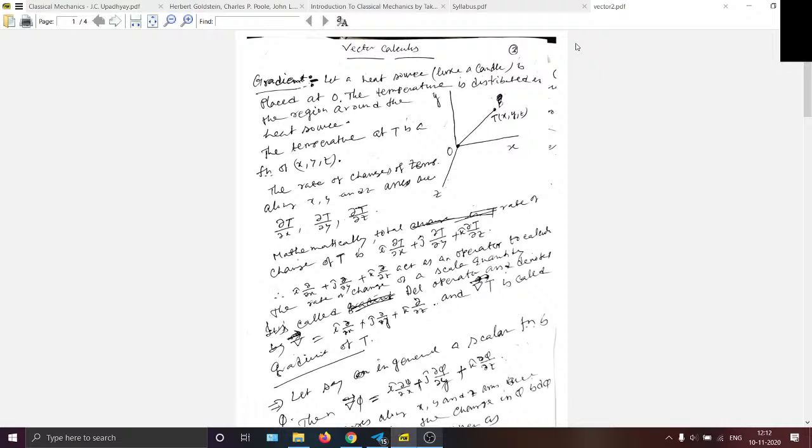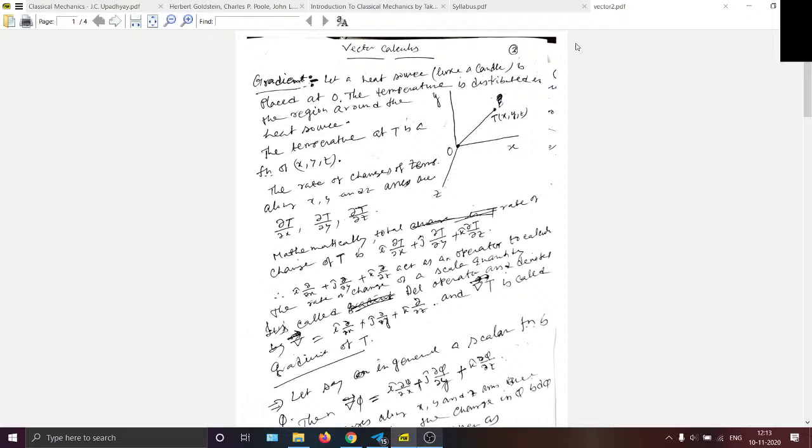Now, instead of a vector, let's say you have a scalar field. Field means some quantity is distributed in a space, in one, two, or three dimensions, in general in space. For example, let's say you have heat distributed in a space, like a candle placed at some point O in this figure.